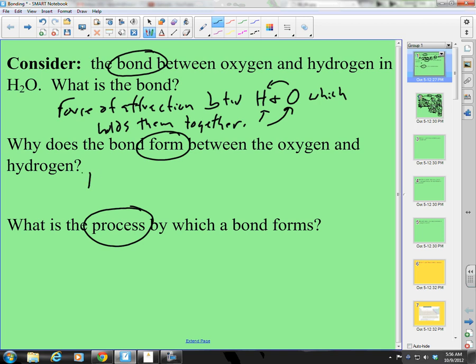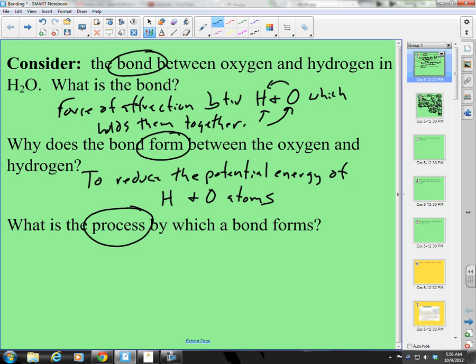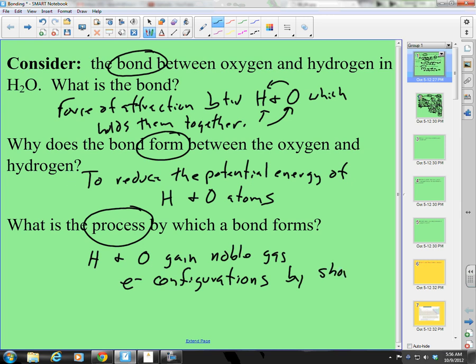Why does the bond form? It forms to reduce the potential energy of the hydrogen and oxygen atoms. And what is the process by which these form? Hydrogen and oxygen gain noble gas electron configurations. And in this case, you don't know it just yet, but I'll tell you how, and we'll get into this later: by sharing electrons. We said they can gain electrons, they can lose electrons, or they can share electrons. In this case, with hydrogen and oxygen, they gain noble gas electron configurations by sharing electrons.